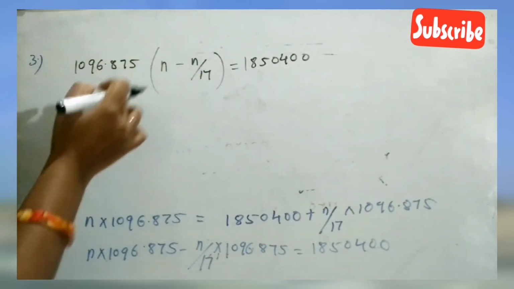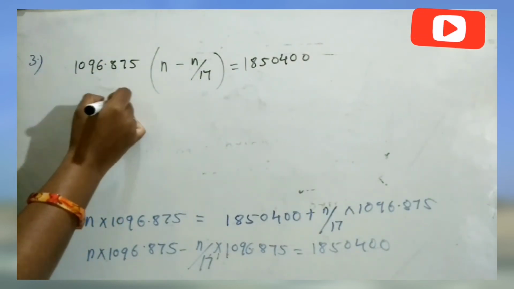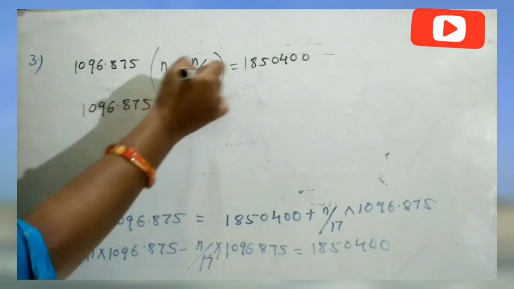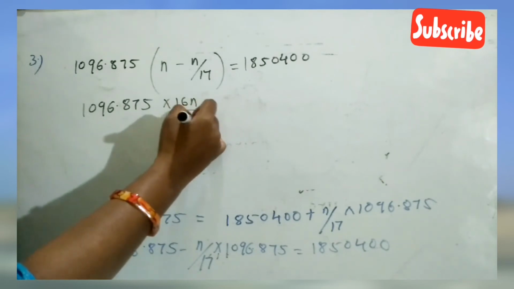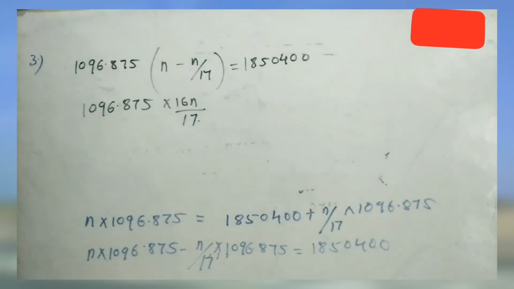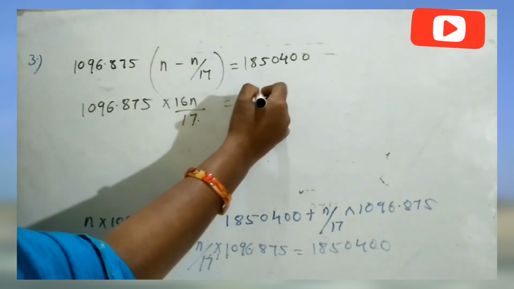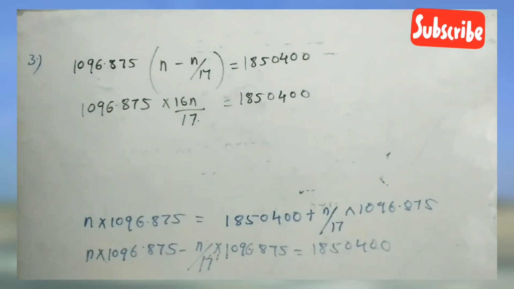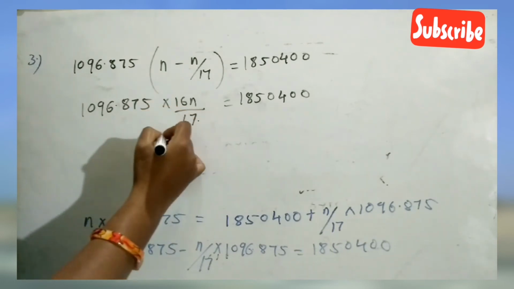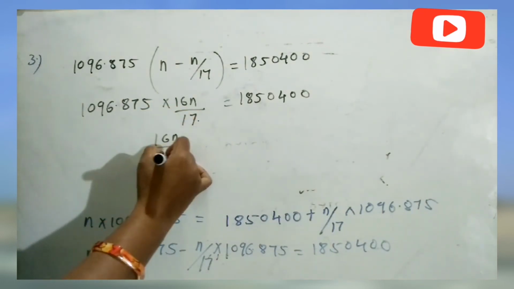Then 17n minus n, that is 16n. Just take LCM inside this. Then we will have 16n divided by 17 is equal to 1850400. Then what is our 16n divided by 17?